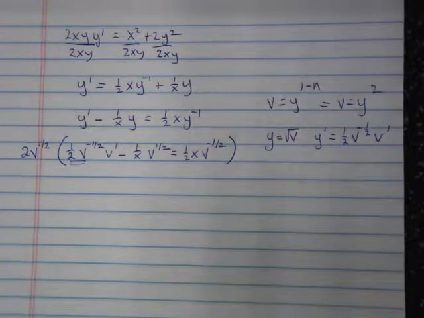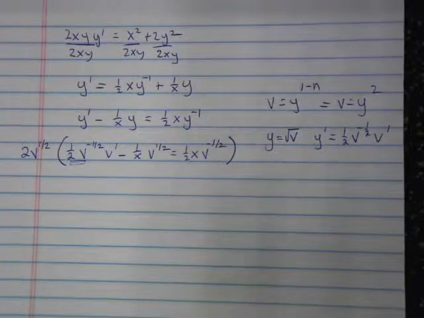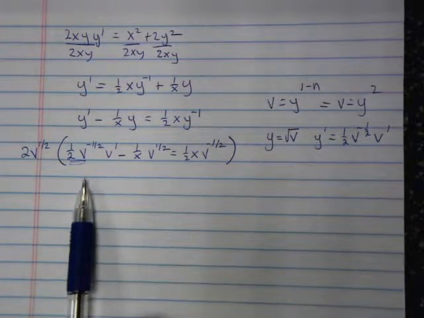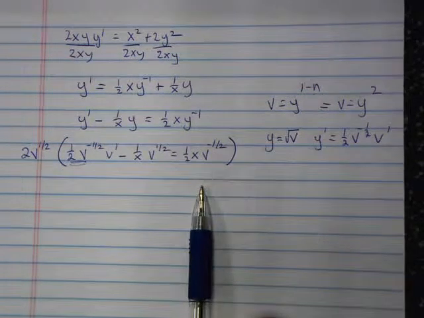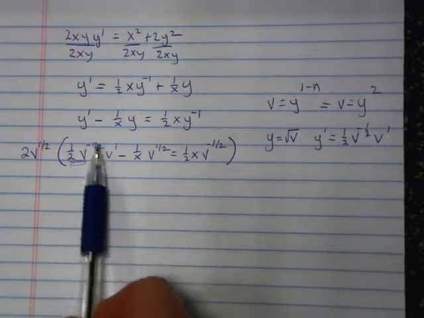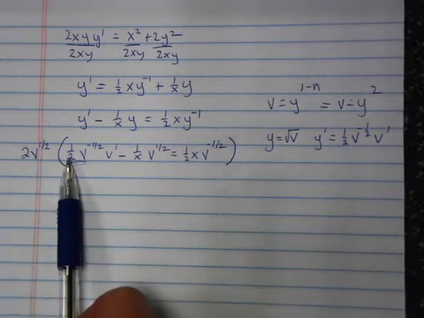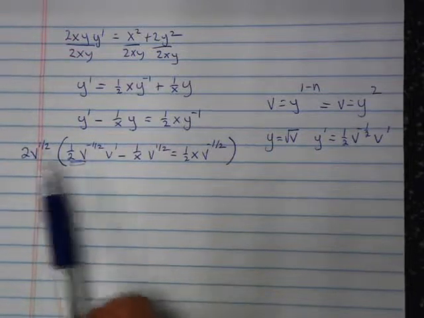Wait, I don't understand the 2v to the 1/2 part. Well, the 2 cancels the 1/2, correct? But why do you get v prime by itself? To be in the linear form, I need v prime, a p of x v, and then just a q of x. So I've got to get rid of this coefficient right here. So I multiply by the 2 to cancel the 1/2, the v to the 1/2. Those multiply to be 1.